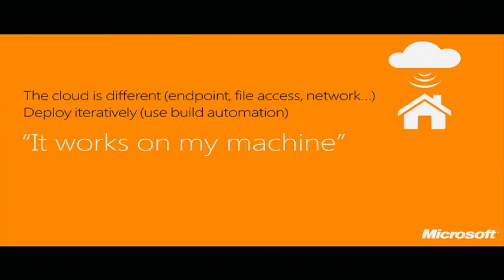Accessing a file is different, because blob against file, and if you forget about that, you can still access a file from your dev fabric and you won't get an exception and so on. The network is different. You have the full endpoint configuration there, and locally it's totally different.